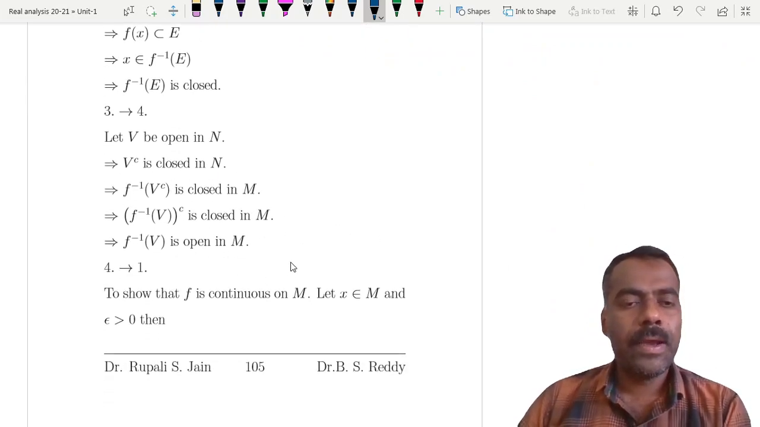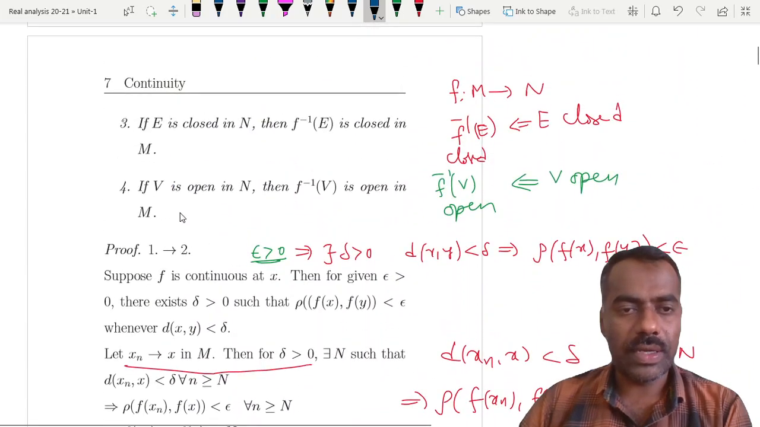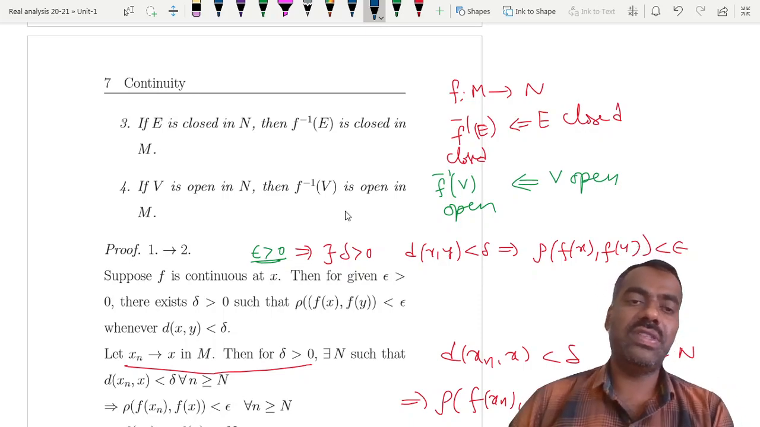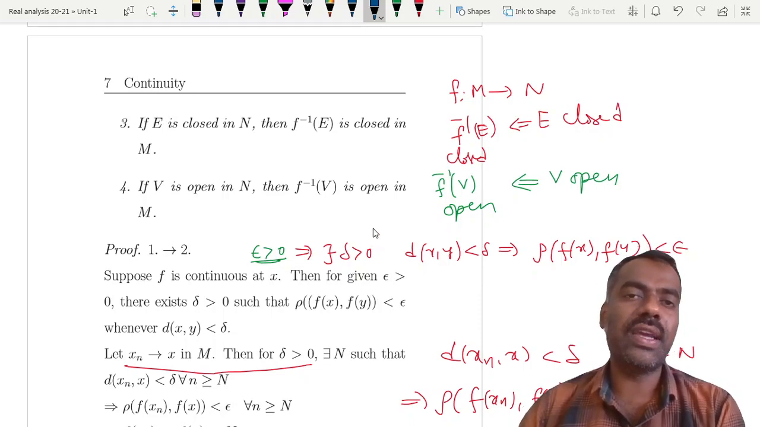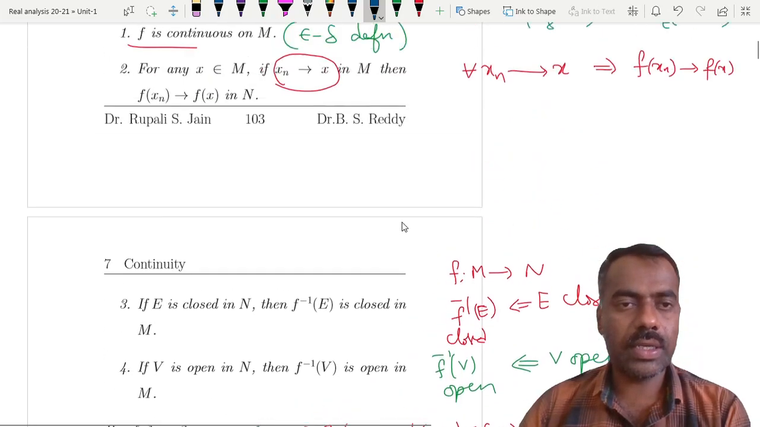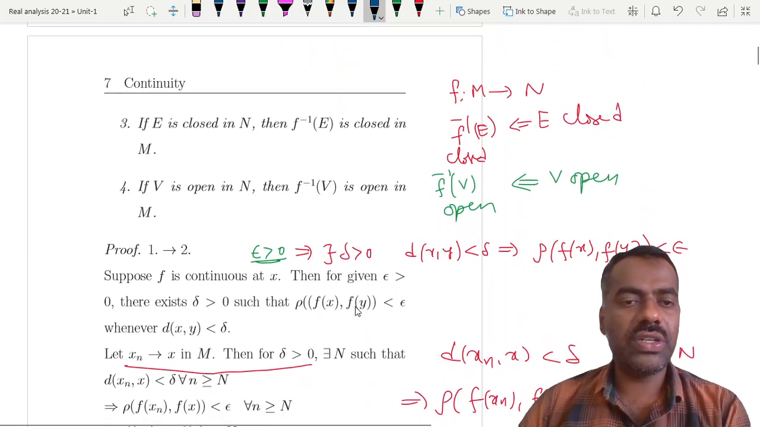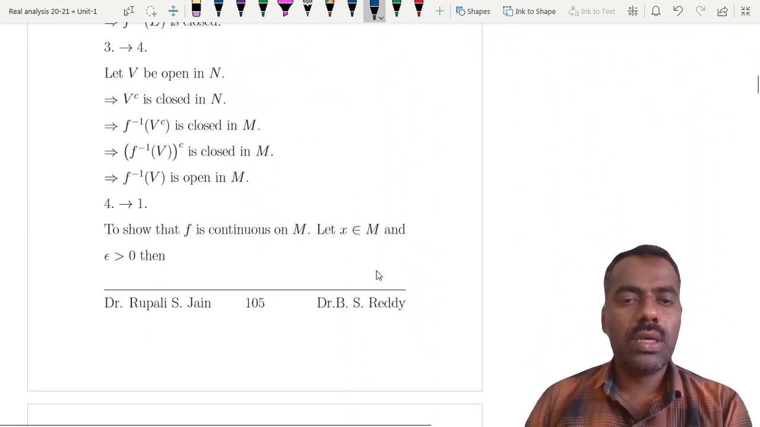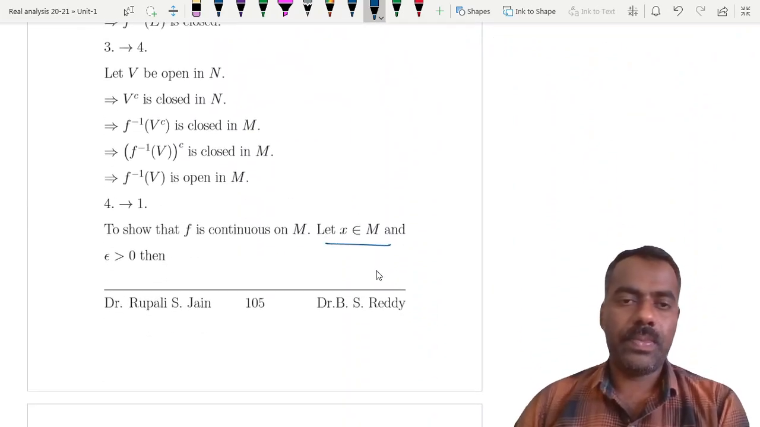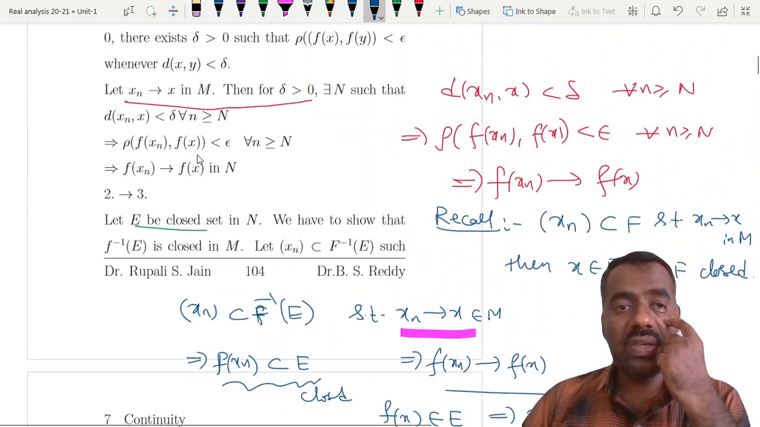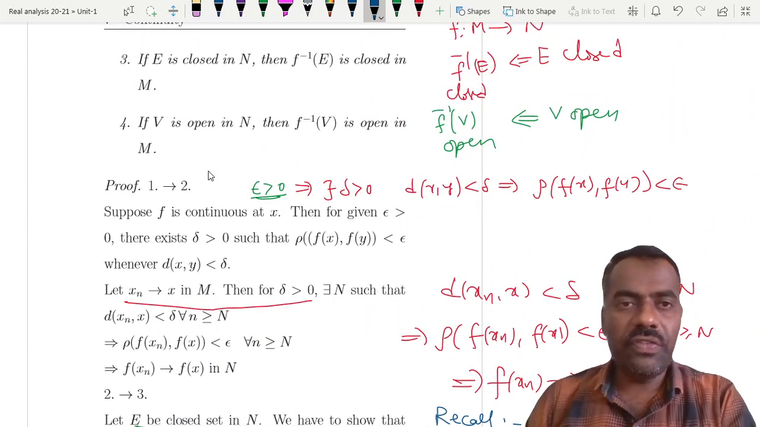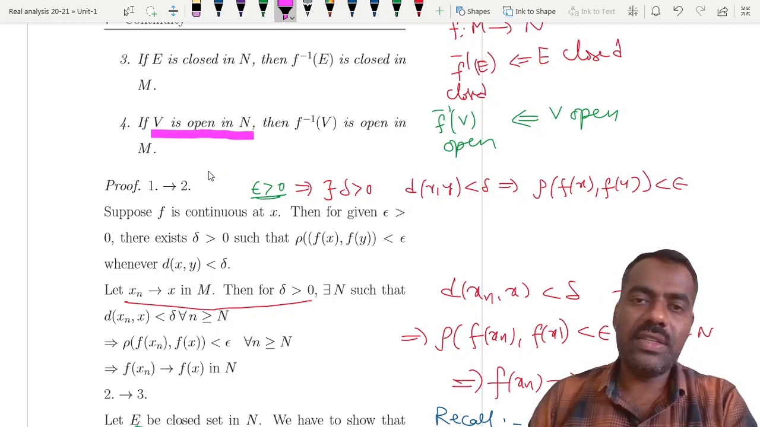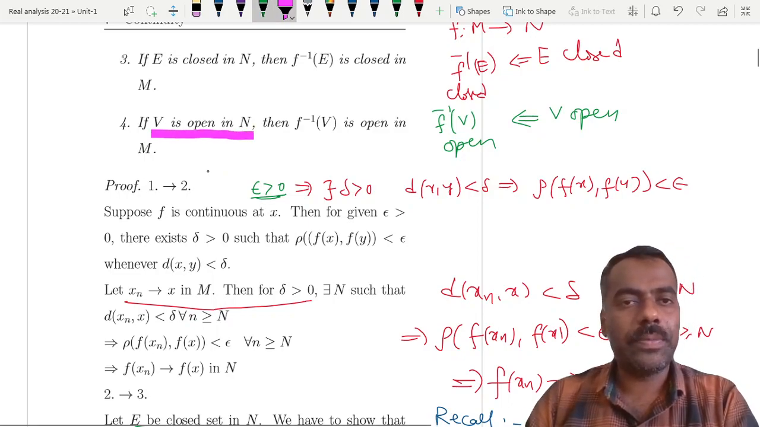You get this. Now you want to show that 4 implies 1. That means whenever V is open, f inverse of V is open. If it is true, then we want to show that f is a continuous function, right? F is continuous. So we show that f is continuous at every point. To start with, let x belong to M. Now, we can use this fourth statement: if at all we have some open set, then its inverse image is open. That much we can claim, right?